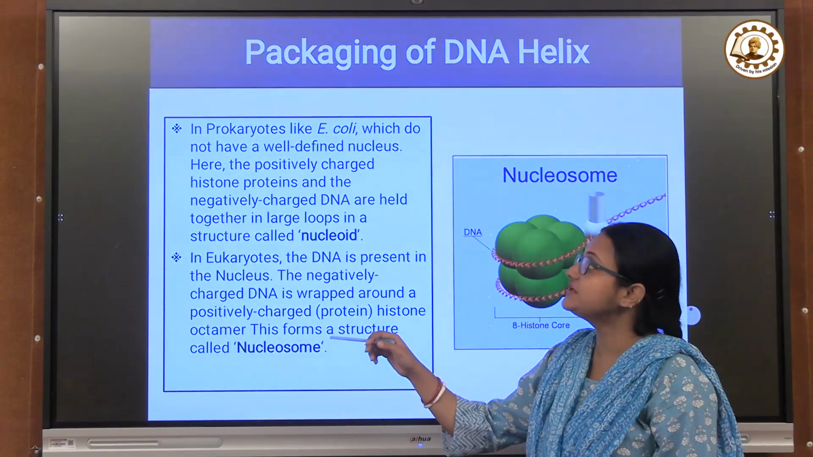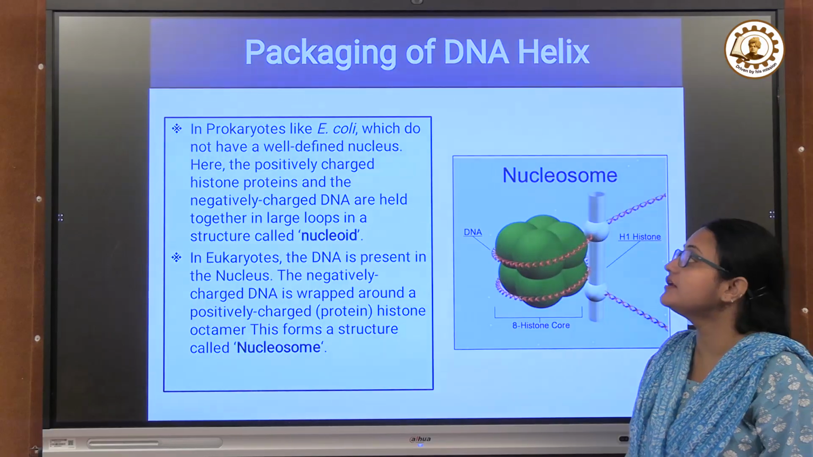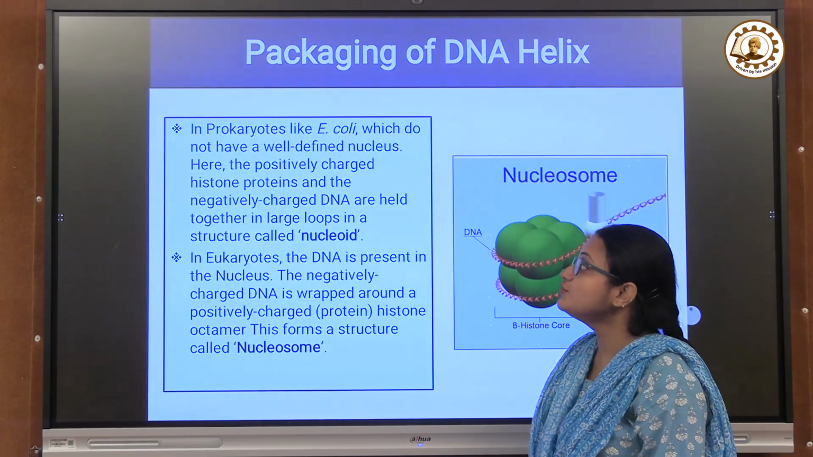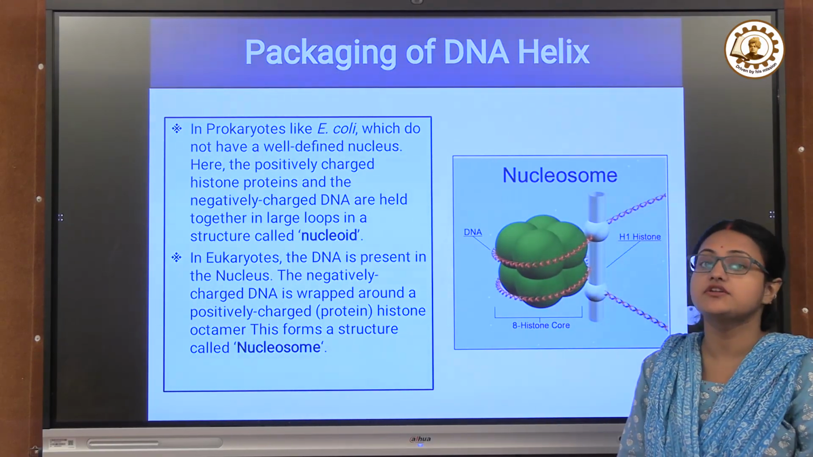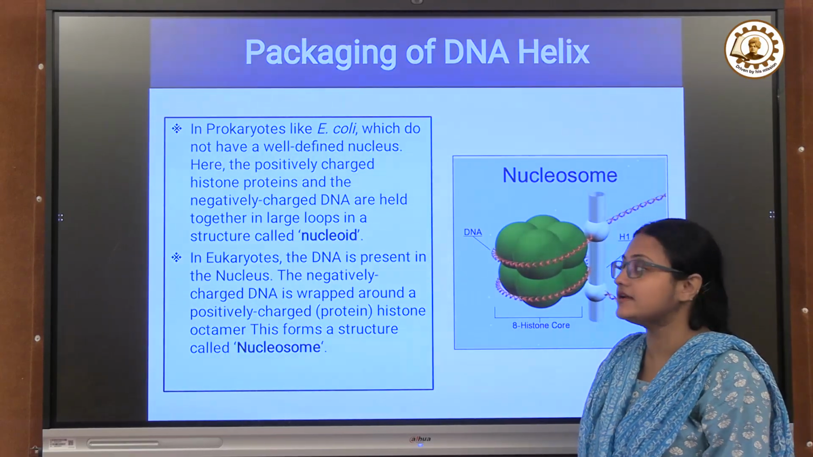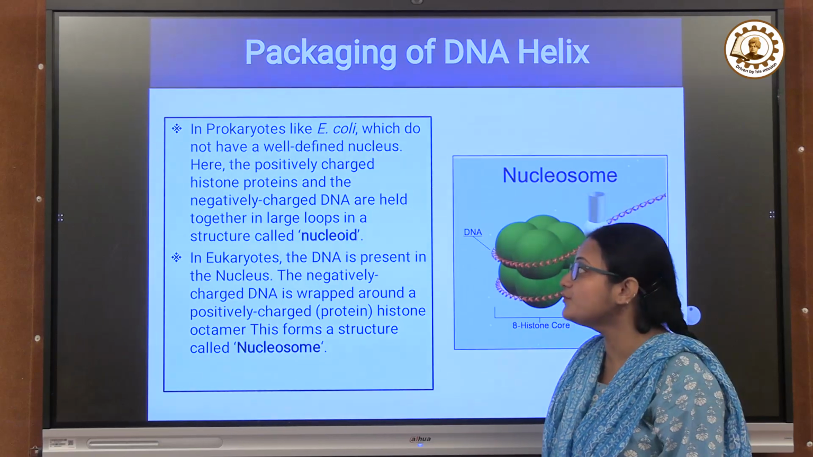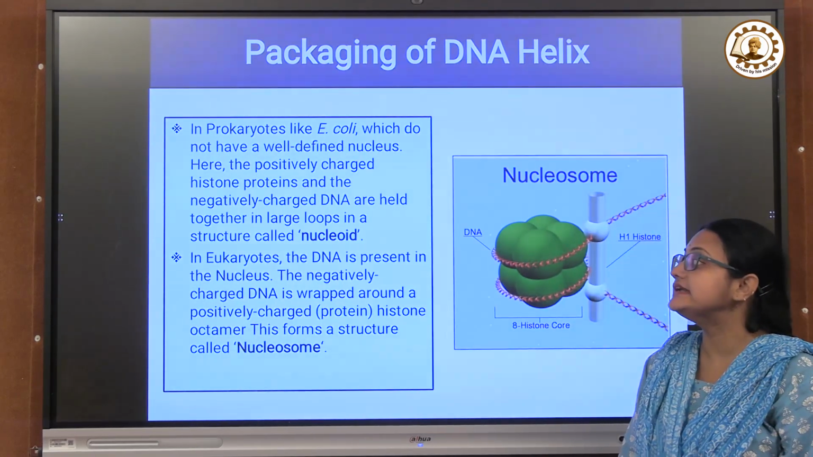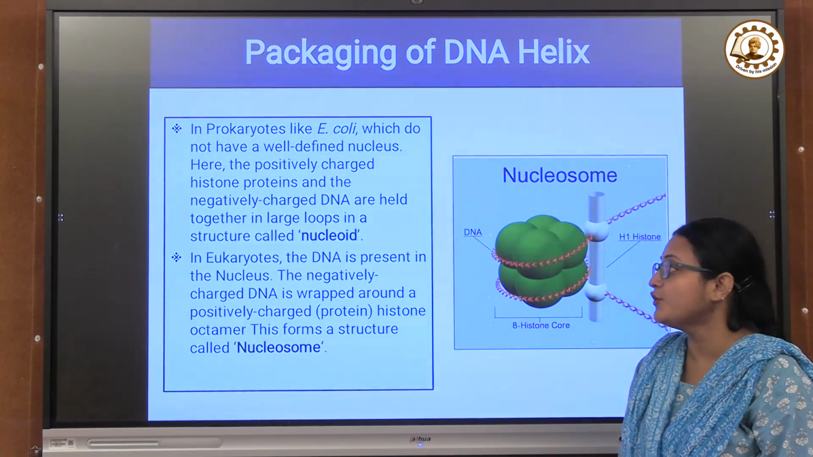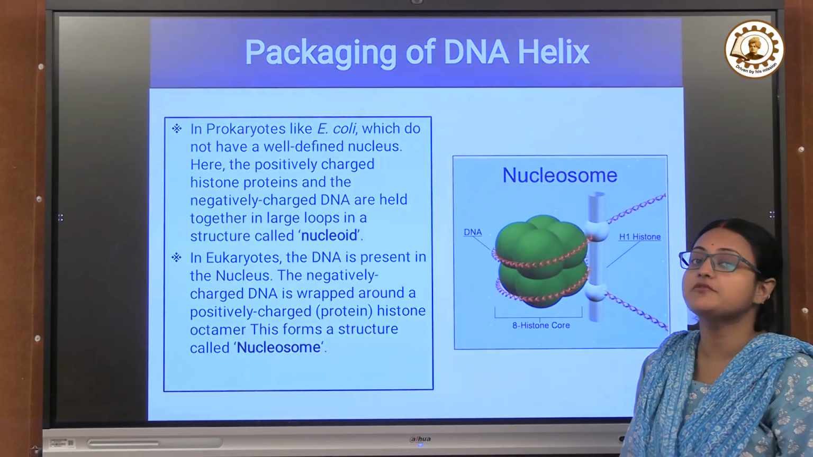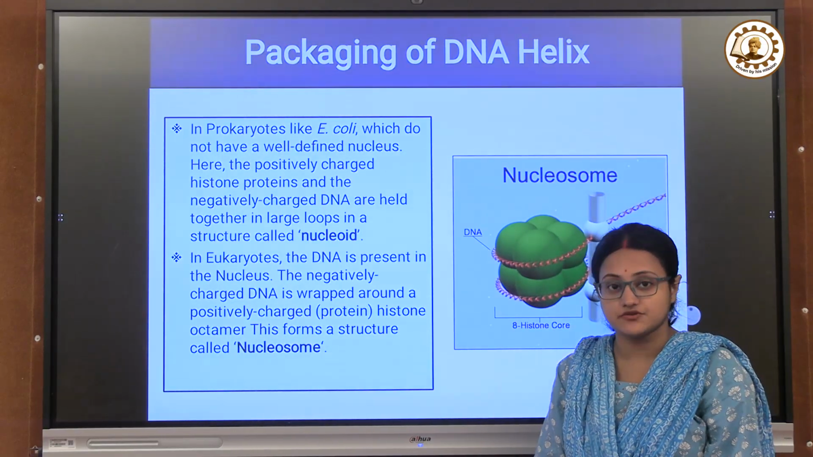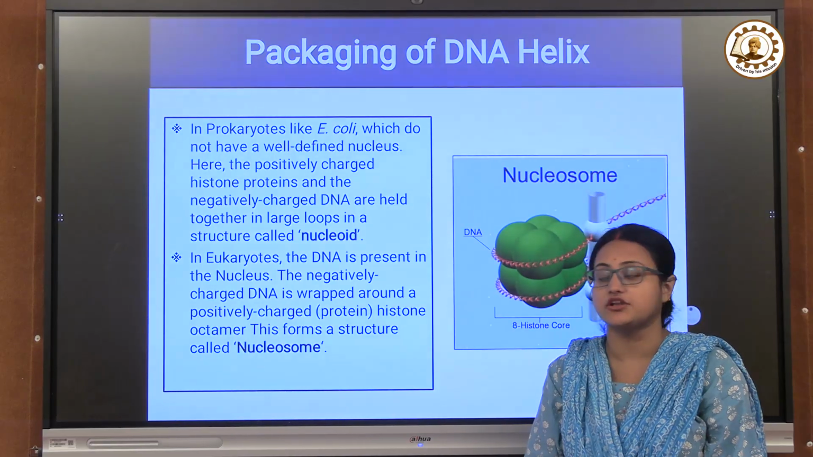Now the packaging of DNA in prokaryotes like E. coli, which do not have a well-defined nucleus and do not contain any membrane-bound organelles. Here the positively charged histone-like proteins and the negatively charged DNA are held together in a loop, which is called the nucleoid.